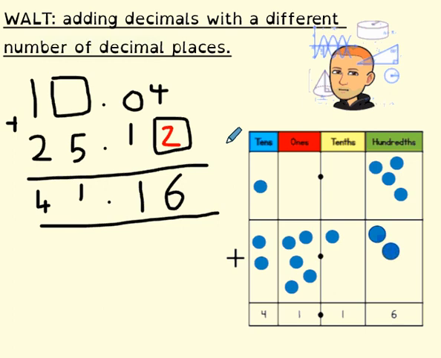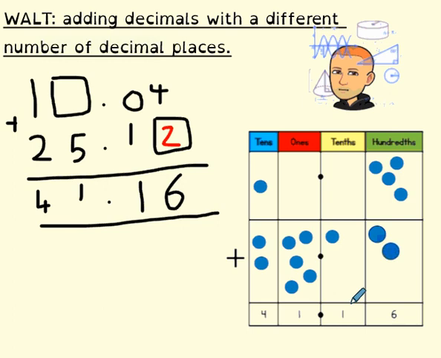Next column, tenths column. I have 0 tenths, add my 1 tenth gives me 1 tenth. I've got all the digits I need in my tenths column. I've got no missing values, so we're absolutely fine. You can see that the total number of tenths I have is 1. So we're okay. Still not getting very tricky. Well, let's have a look at the next column then.